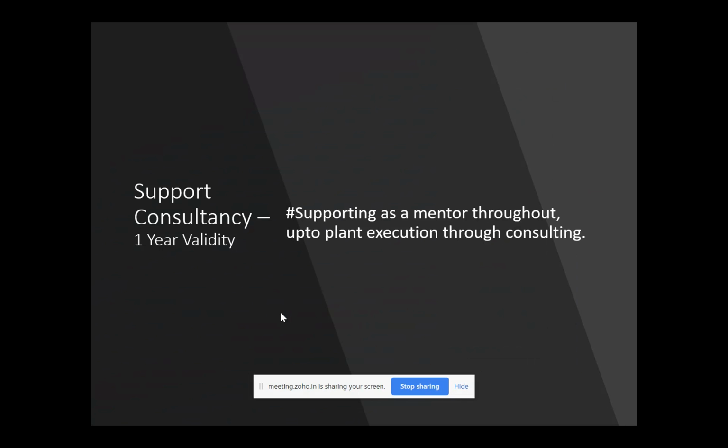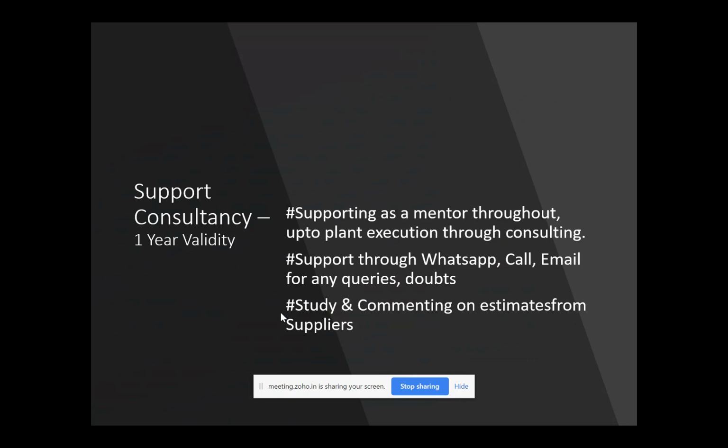So not just plant execution, but your business execution. For example, if you don't go for a plant and you decide that you will get the materials and machinery done from others, still we'll support you for 1 year. We are offering support through WhatsApp, call, email, and other queries and doubts. Also, study and commenting on estimates from suppliers.